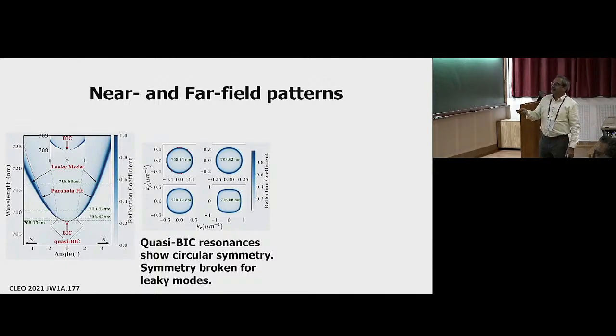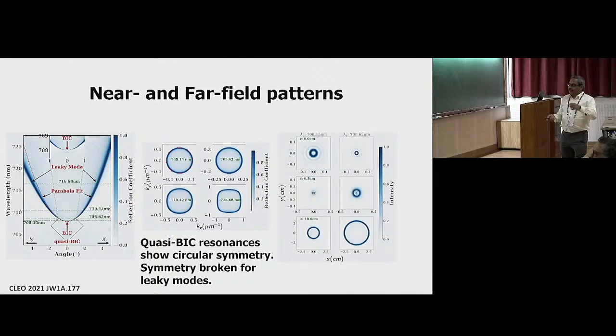So the interesting point from our study is that at the BIC resonance or the quasi-BIC resonance, we see that the reflected spot, for example, remains spherical or circular in shape. But if you go off normal, off resonance, we start seeing distortion in the shape of the spot which we are seeing. These are the near fields which were calculated.